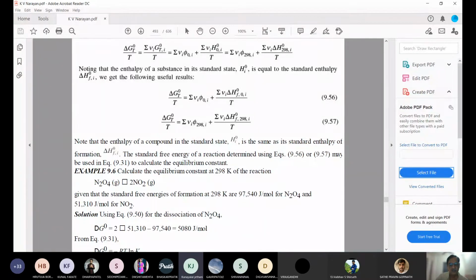समझ में आया कैसे करने का? हीट ऑफ फॉर्मेशन दिया है प्रोडक्ट का और रिएक्टेंट का. Find out what is delta G of reaction at 298, and then we know delta G is equal to minus RT ln K. You can find out what is the value of K, equilibrium constant at 298. Simple substitution है, you can do it.